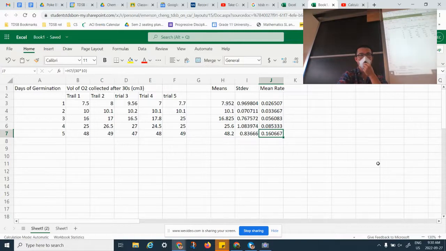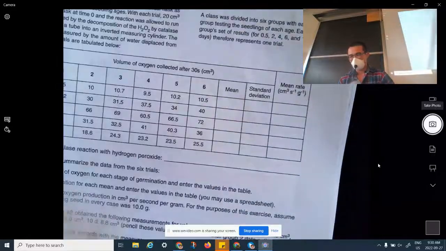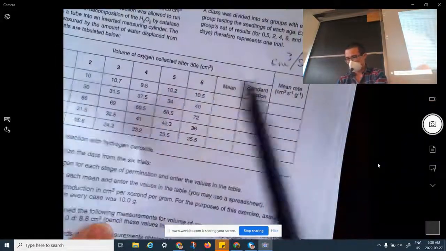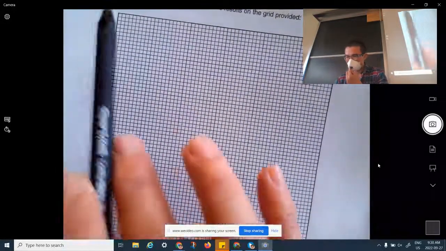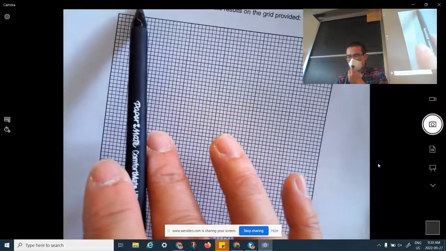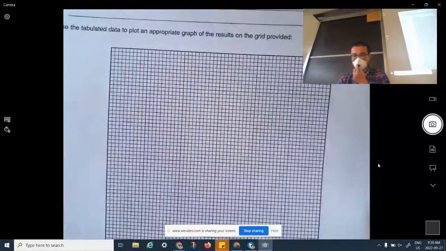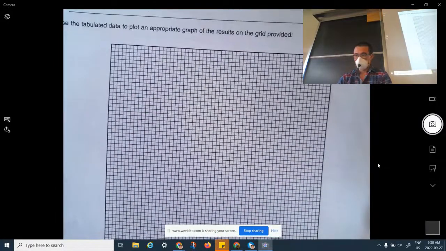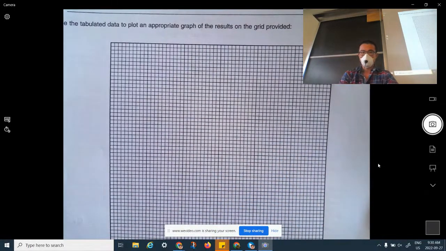Any questions? So for this exercise, that's how you would process the data here. As I said, you can use the table for that. In this part, you use the tabulated data to plot an appropriate graph of the results on the grid provided. For this one, you can do it on paper. You can also do it on the computer too.